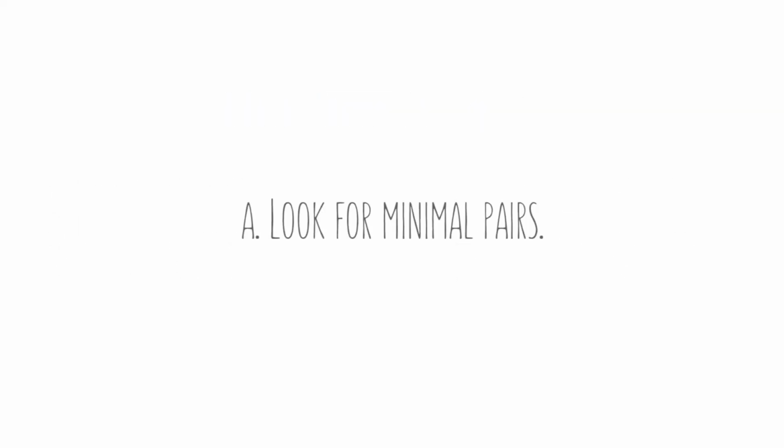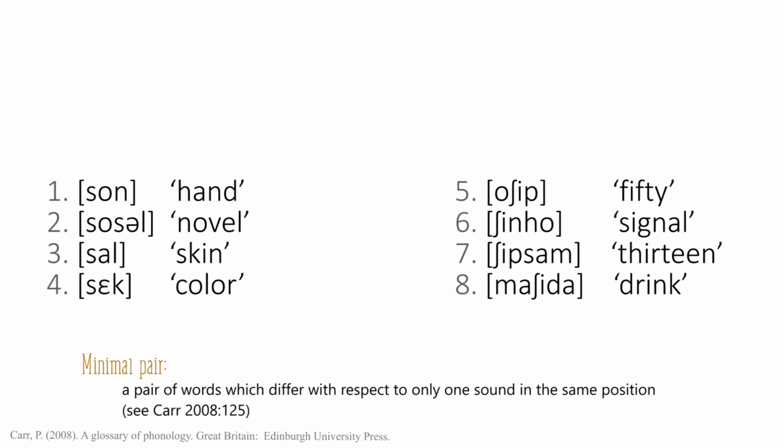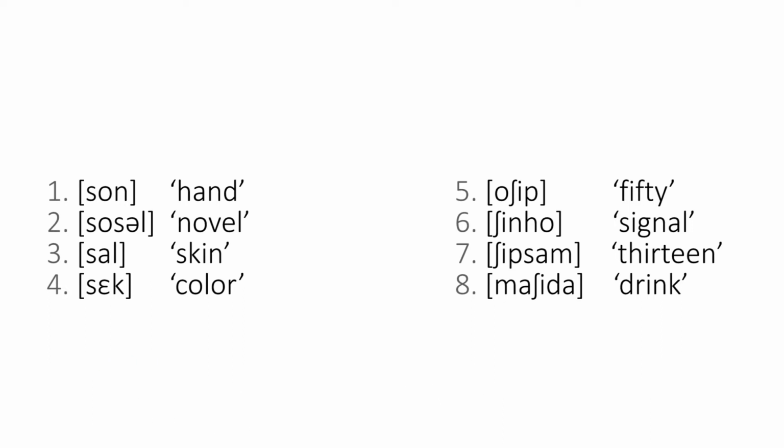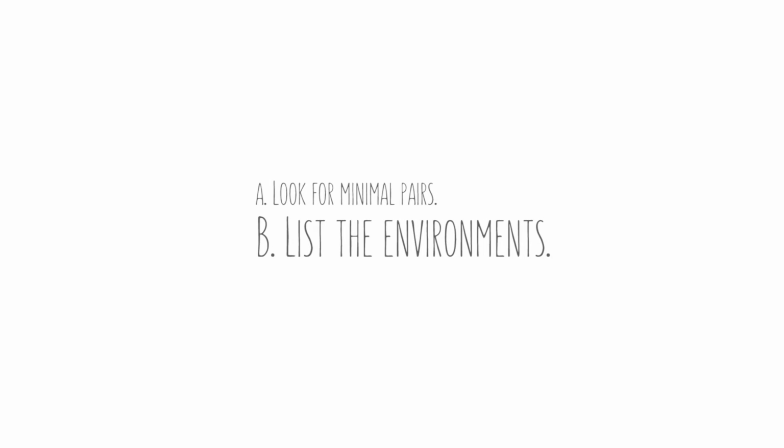The first question you need to ask is, do you find any minimal pair here? There's no minimal pair. You cannot find 2 words which are similar in everything except for one sound in one position. So there's no minimal pair. Now that you don't have any minimal pair, the next step is to look at the sounds in question, which is s and sh, and list the environments in which they occur.